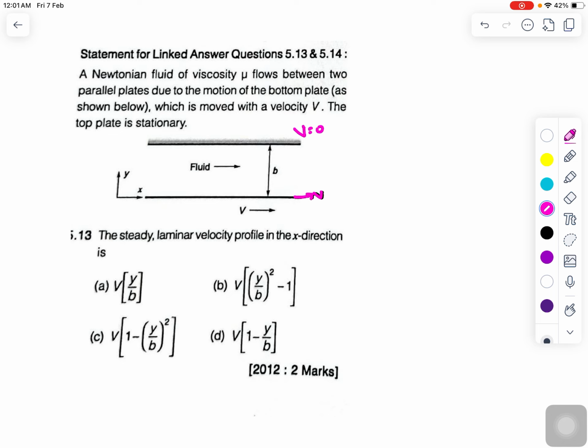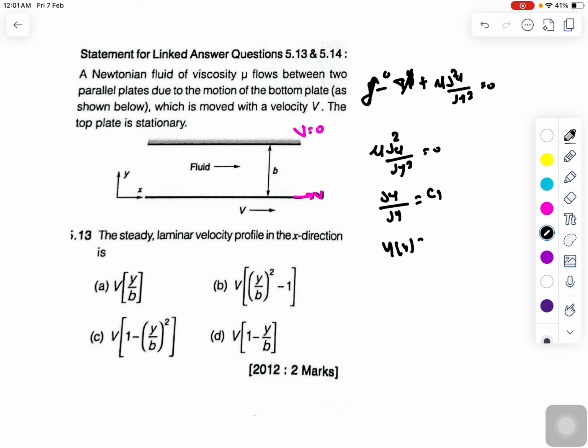So if we apply the Navier-Stokes equation, the momentum balance: G minus del P plus mu del 2u by del y square equals 0. If I am neglecting pressure and gravity, then directly you are left with del 2u by del y square equals 0. So you can say del u by del y equals c1 and u(y) equals c1y plus c2. Is that clear? So this is the velocity profile.